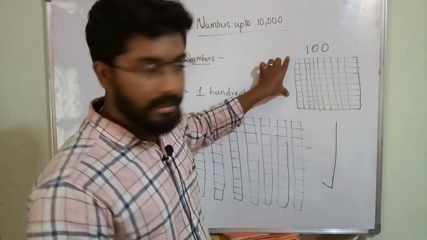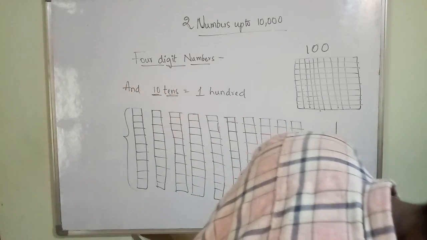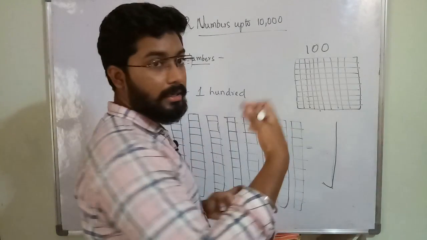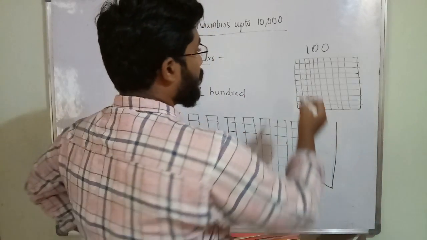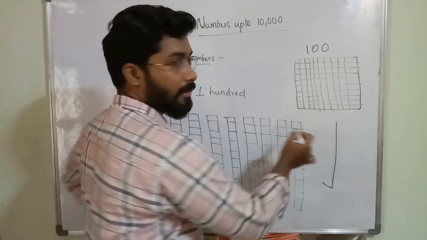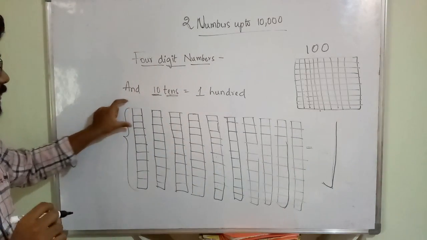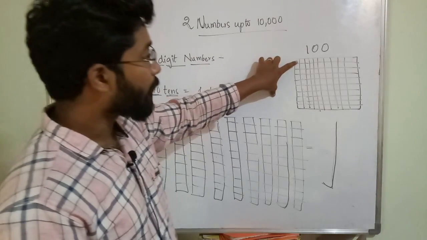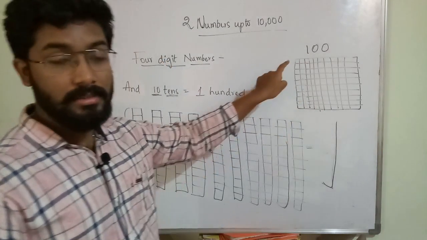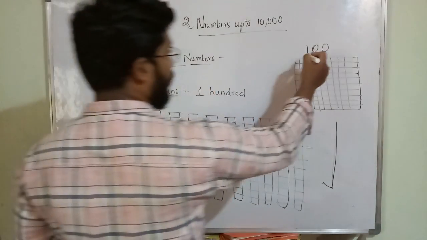This is a square, I mean in two-dimensional figure it is like a square. It is containing 100 small boxes. This 10 is containing 10 boxes only, but that is containing 100 small boxes. If you count the boxes, you will get to know how many boxes are there. So this is represented by 100.